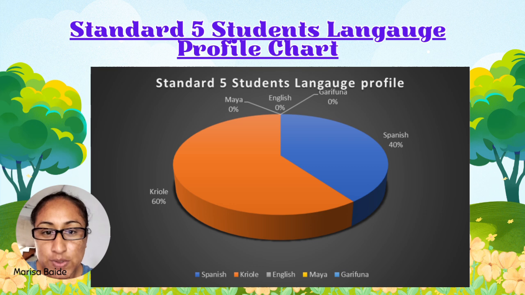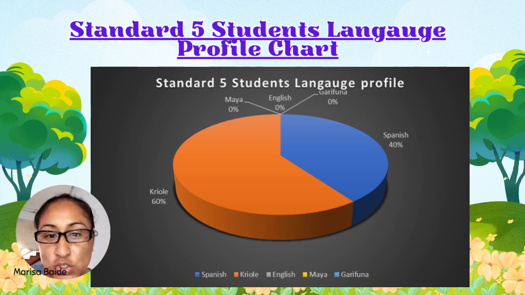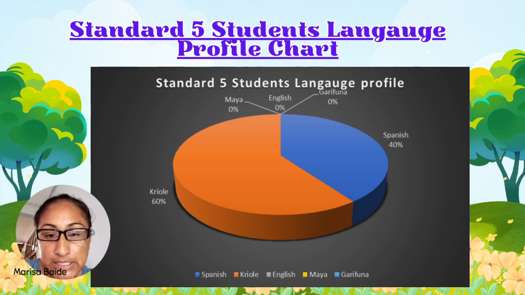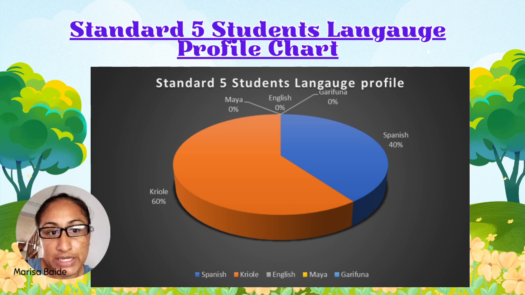This slide now shows the Standard 5 students' language profile chart. This one has to do with the students' language profile that was previously mentioned on the previous slide. It shows that 40% of our students speak Spanish, while a majority of 60% of these students in Standard 5 speak Creole. So there are only two main languages spoken in this class, Spanish and Creole, with Creole being the main language.